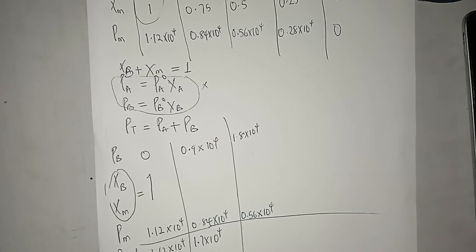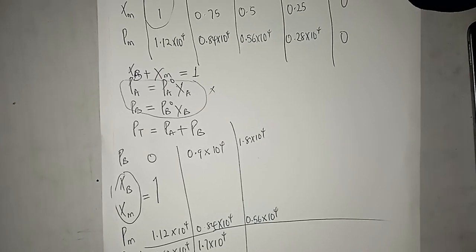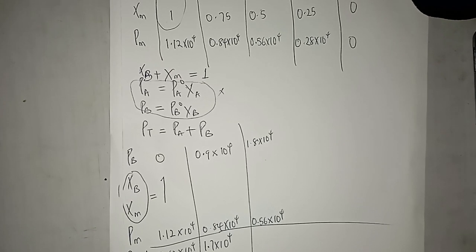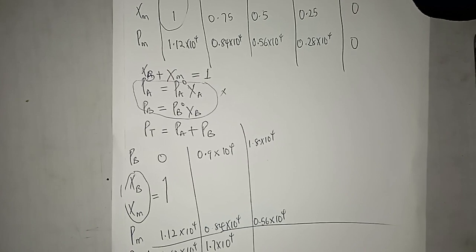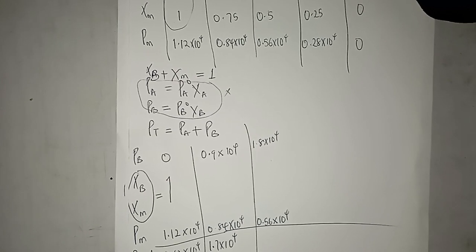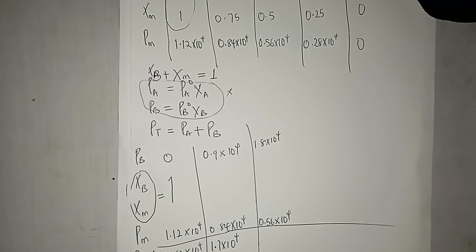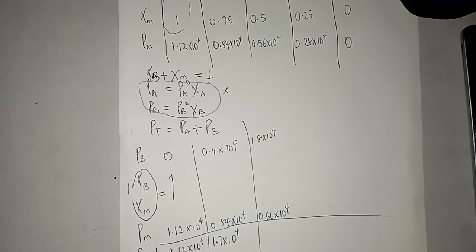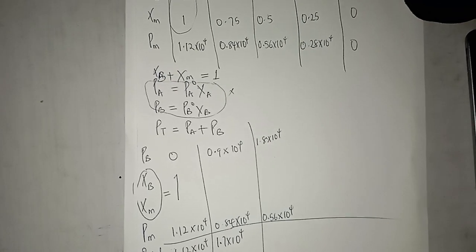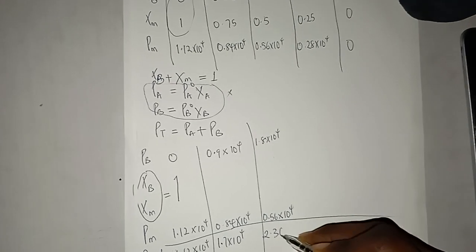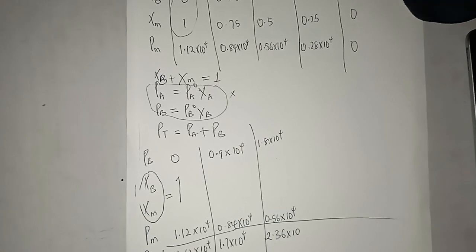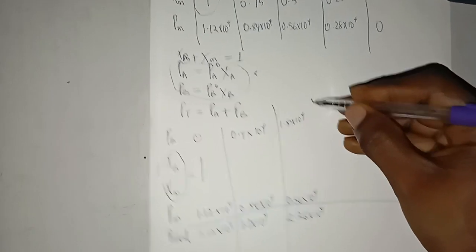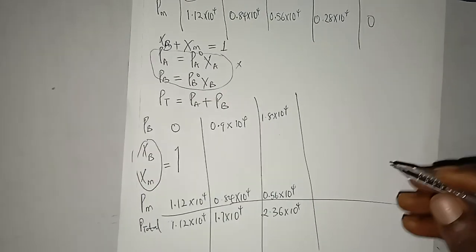So we have 1.8 times 10 raised to 4 plus 0.56 times 10 raised to power 4. You have 23,600. So 2.36 times 10 raised to power 4. So let's move to the next one.